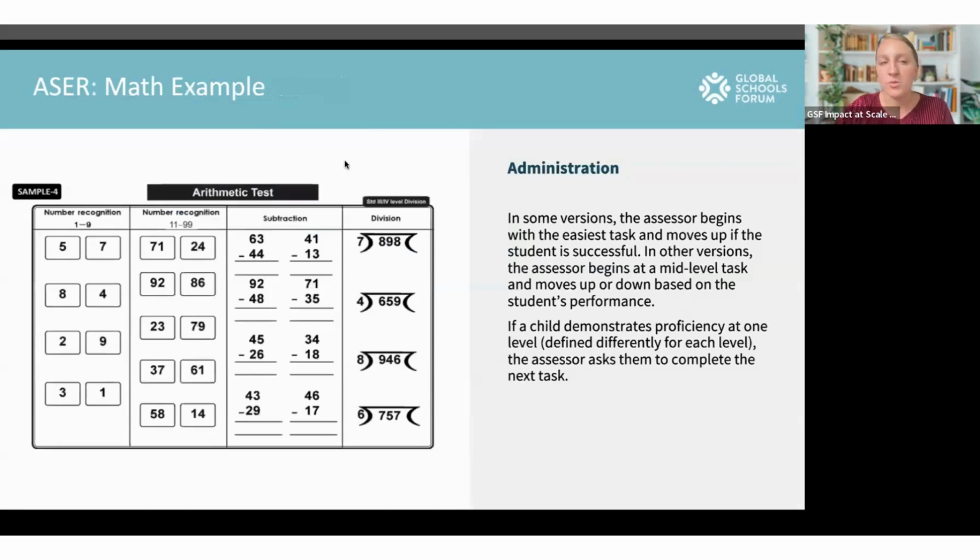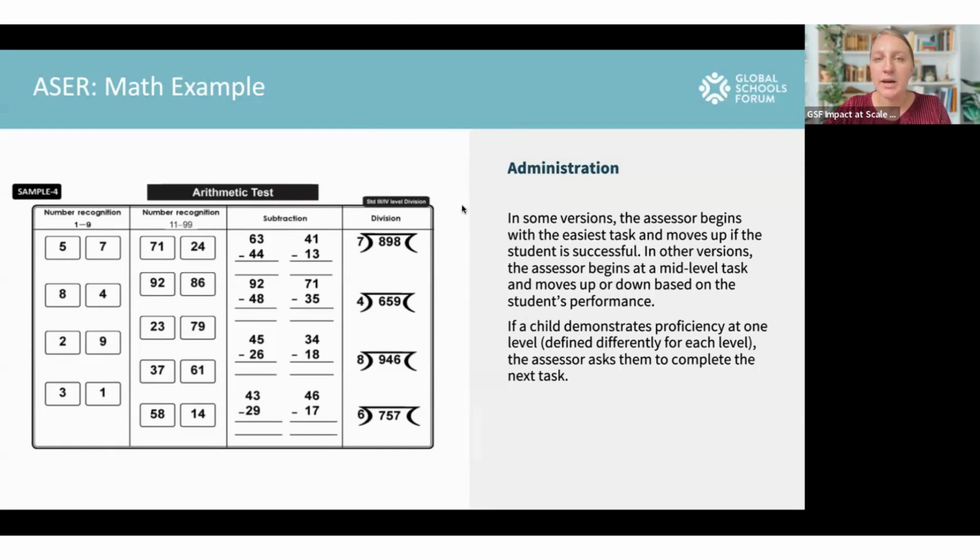The math form looks quite similar. And again, in some cases, you'll start at the easiest and move up, or start in the middle and then move up or down based on student performance. And again, that just depends on the exact form you're using and what the instructions are there.